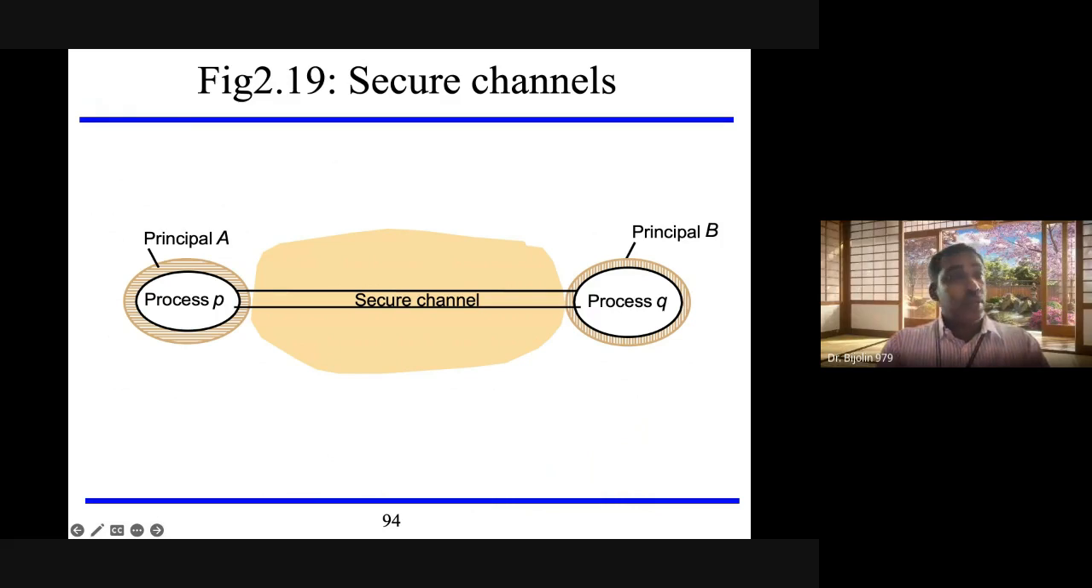And here you can see the secure channels. There is a process, principal A, and there is another process, principal B. In between these, a secure channel can be established. The outer layer where the secure channel is established is the communication channel. So if you make the communication channel a secure channel, you can easily secure all the data information.